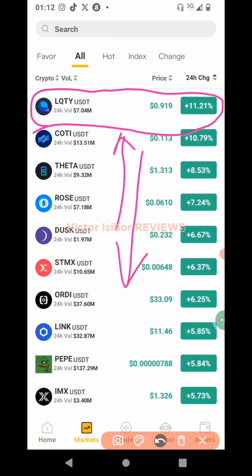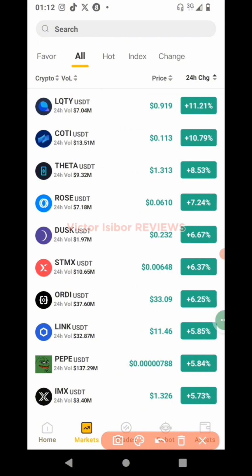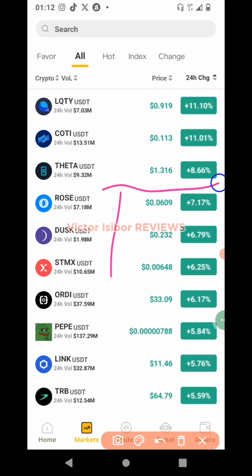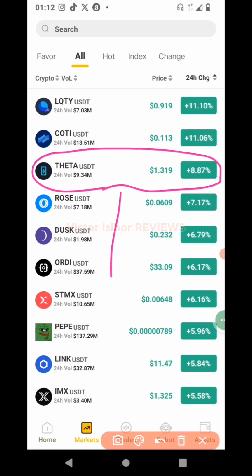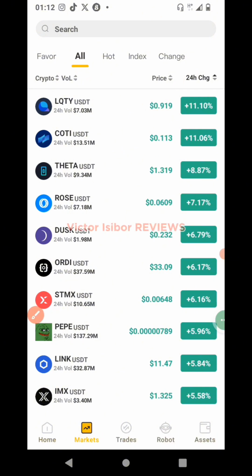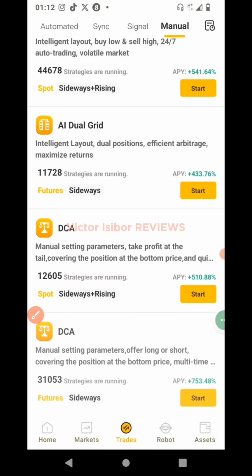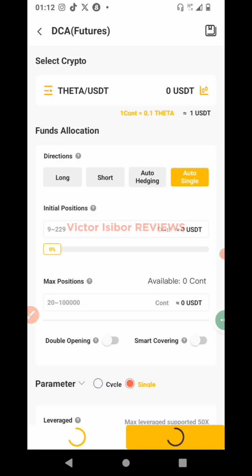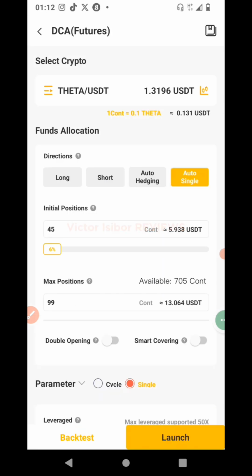All right, so let us select the second coin or even the third coin. Okay, so let me go for Tether, because I'm feeling that Tether still has potential to go higher and higher. So I select Tether. I scroll all the way down to the bottom. This CA futures sideways. Let's hope. Oh, beautiful. It is available for trade.